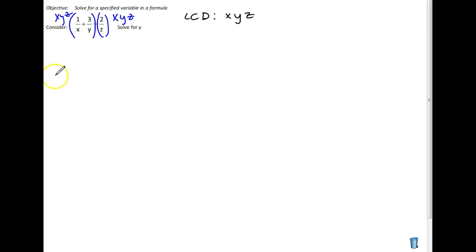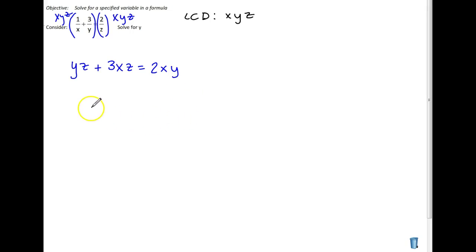Okay? So when I multiply this first 1 over x times x, y, z, my x's will cancel and I'll be left with just yz. And then when I have 3 over y, when I multiply times x, y, z, my y's cancel that time, and I'm left with 3xz. And then on this side, 2 over z times x, y, z, my z's cancel, and I'm left with 2xy.